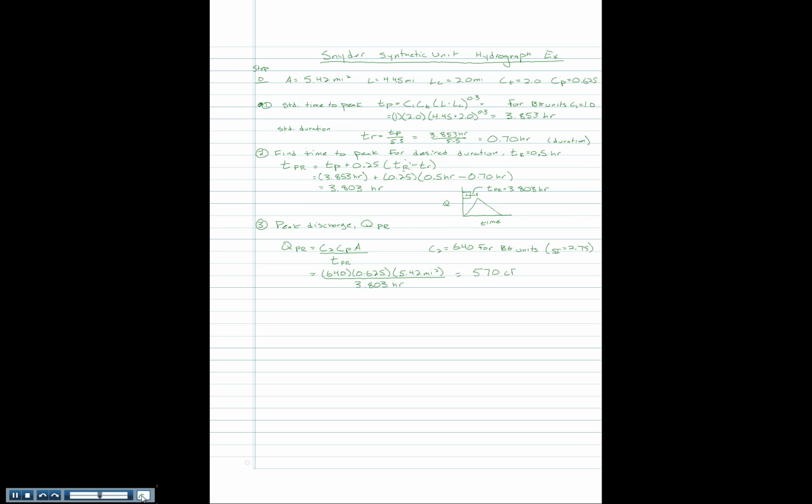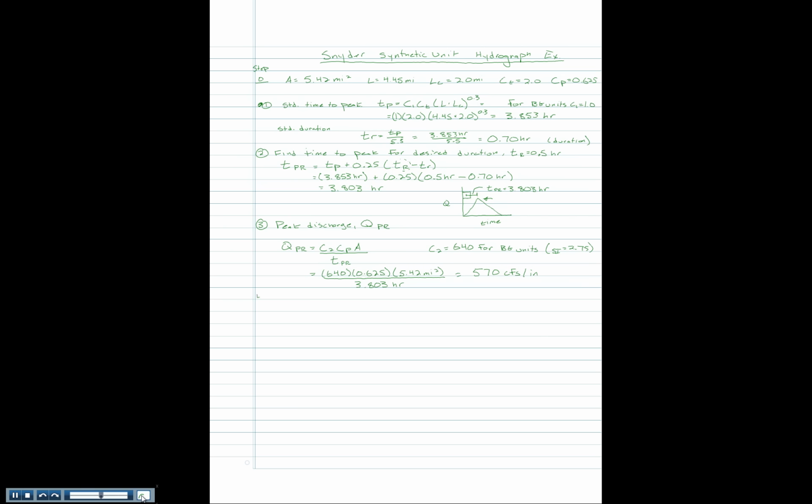Okay, 570 CFS per inch. Remember that a unit hydrograph is in terms of a unit of rainfall excess. And so here, for every inch of rainfall excess, there will be 570 CFS as the peak flow rate.